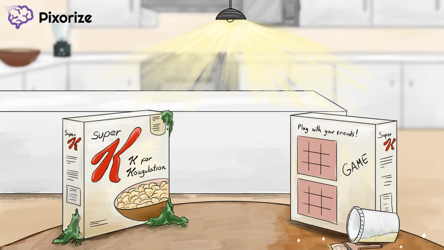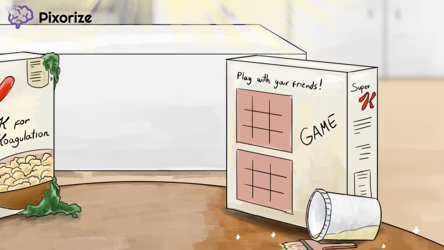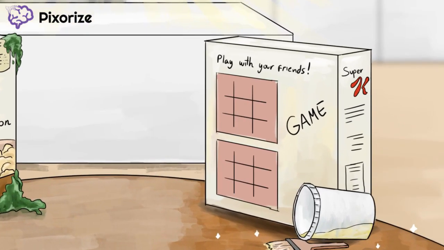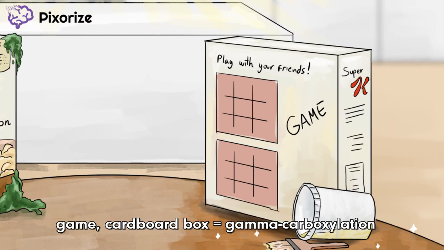To understand what those functions are, let's take a look at the back of the Super K box next to the epoxide reductase resin tub. Looks like one of those boxes with a game on the back.